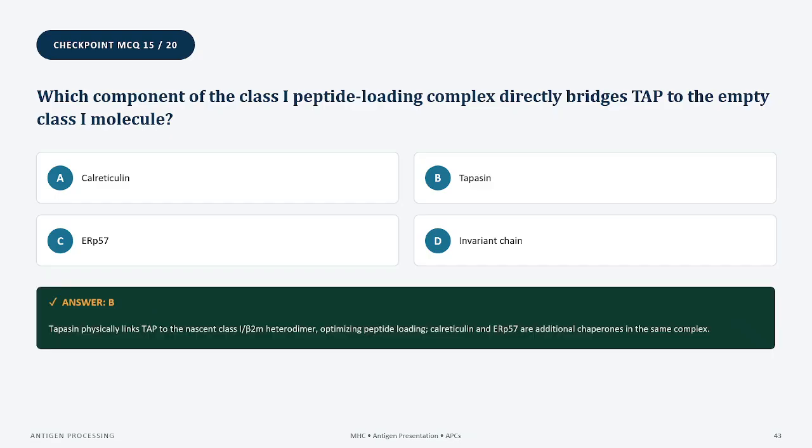Yeah, fantastic. Tapasin physically links the TAP to the nascent class 1 alpha-beta 2 microglobulin heterodimer, optimizing the peptide loading. The calreticulin and the ERp57 are additional chaperones in the same complex.